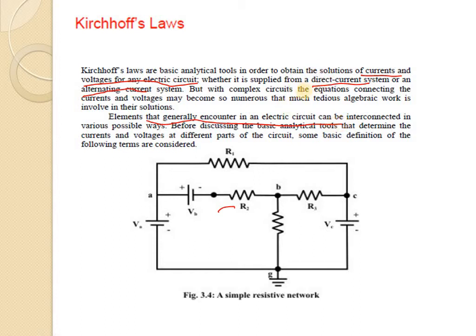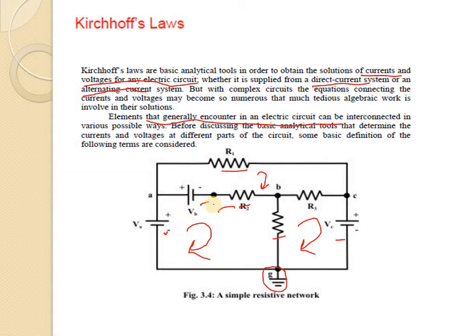So this is a simple network. Here some resistances are present and there are some voltage sources. All the voltage sources here are DC voltage sources, and this is the ground. Now in this simple circuit there are a few things. One, this is a closed loop. This thing is called a loop. That means here we have three loops: 1, 2 and 3.